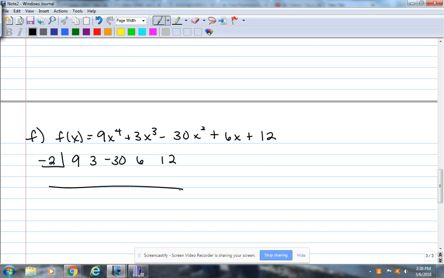Do synthetic. Skip a line, draw a line, bring down the 9. 18, -18. -15. +30. 0. 0. -2. 0. 6. -5. And that's remainder 0, right? That makes you not have an x term, right? Because it goes down a degree. So this is going to be 9x to the 3rd minus 15x squared. You can put +0.